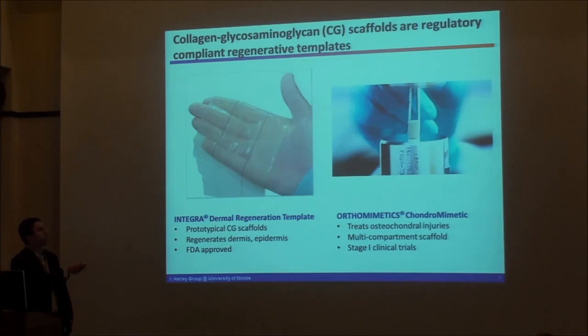On the other side here is a more contemporary version of our CG scaffold. So this is actually a multi-compartment scaffold that was initiated through a company, Orthomimetics, that was co-founded by my boss, Brendan Harley, as well as some of his colleagues. And this scaffold had two compartments in it, one to treat articular cartilage and then the other to treat subchondral bone. So these are osteochondral injuries that it was targeting, and that's currently in clinical trials.